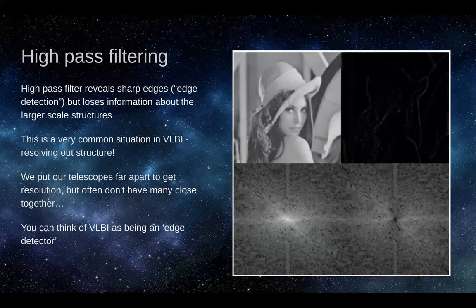And low pass filtering, we can skip past this. Basically, high pass filtering like this is effectively what we're doing in VLBI. We're removing the central component here, and we can detect the outline of things, the bright outline of things. So keep that in mind when interpreting the images that you make. You can still make out that it's a girl there, but with all these edges left in. As I said already, you can think of VLBI as being an edge detector of sorts.